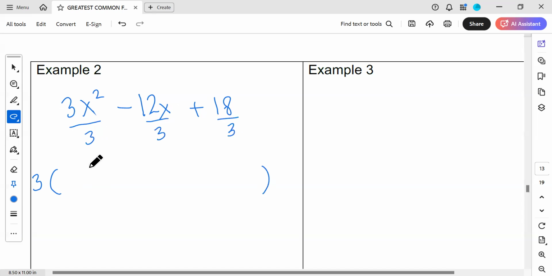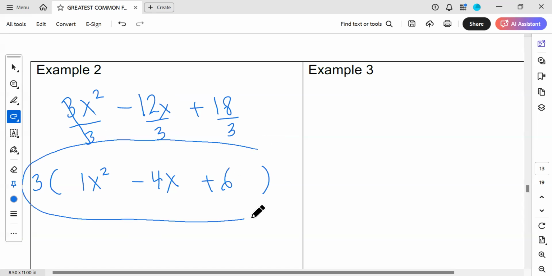What's 3x squared divided by 3? Well, the 3s cancel to give us 1, and x squared by itself just comes down. Does it make sense? Negative 12x divided by 3 is going to give me negative 4x. 18 divided by 3 is going to give me 6. We're finished. Questions?